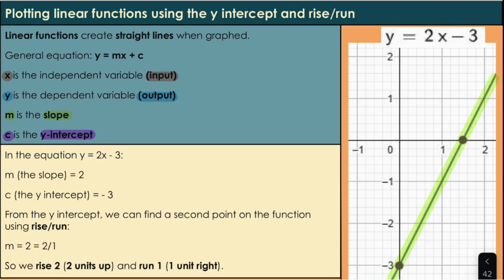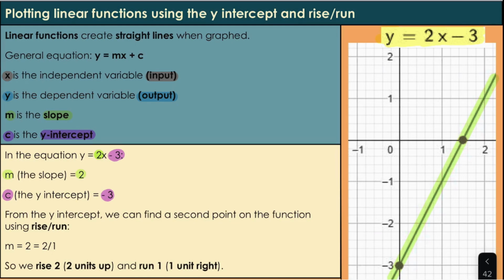In our graph on the right-hand side, we have this equation y equals 2x minus 3. Let's consider the slope and the y-intercept. In our equation, we know that the slope is 2 because it is the coefficient of x. We also know that our y-intercept is negative 3. Now we can use these two values to plot the linear function.